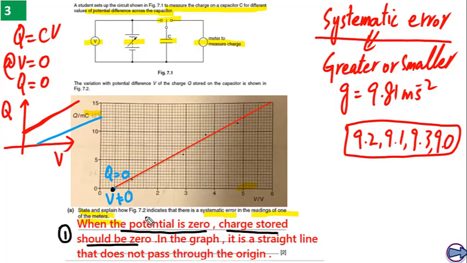And the second, we have to explain now, because it has to be a straight line. It has to be a straight line if there is no systematic error, and it has to pass through the origin, but in this case it is not passing through the origin. So for that reason there is systematic error. If you write this point, you will get the second mark. So this is how we can answer. I hope it is quite clear to you. Let's move on to part B now.